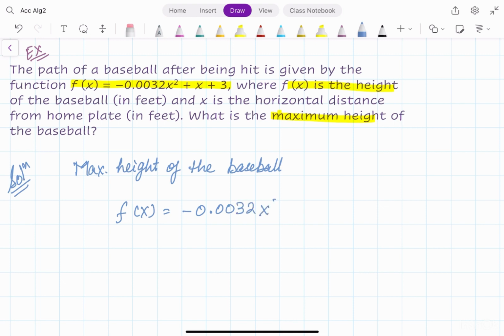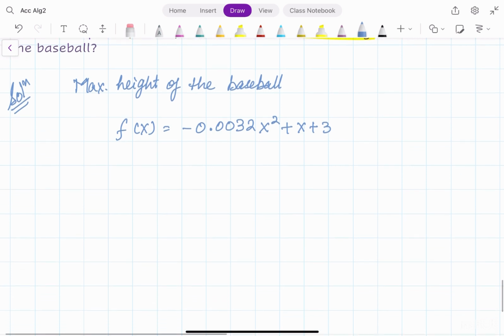Now copy the function down very carefully. Often students make mistakes in copying the equation down incorrectly, and then the whole entire answer is wrong because the equation was wrong. Now if you look closely at the equation, the leading coefficient a is negative in this case. So what can we predict? We can predict that there will be a maximum value of y, and that's what the question is asking for, right? So we are on the right track.